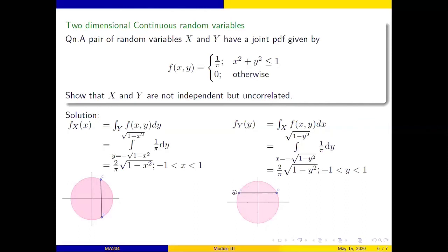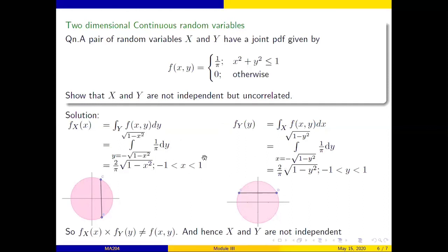And for C, which falls in the second quadrant, x is negative. So we have the lower limit as minus root of 1 minus y square. For D, which is the maximum value of this horizontal line, it falls in the first quadrant where x is positive, and hence x is equal to root of 1 minus y square as the maximum value. So after integration and substitution of the limits, we have 2 by pi root of 1 minus y square, and the limit of y is from minus 1 to plus 1. So that completes the marginal density function of y.